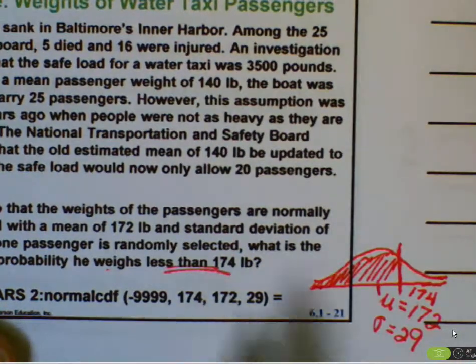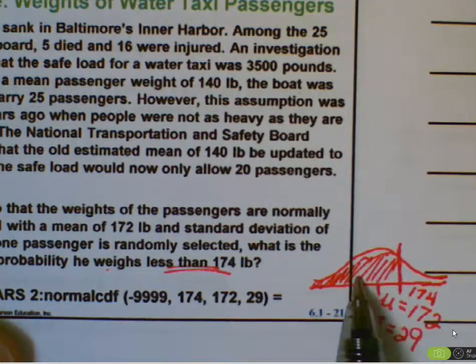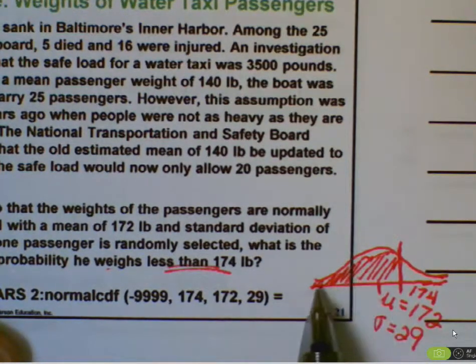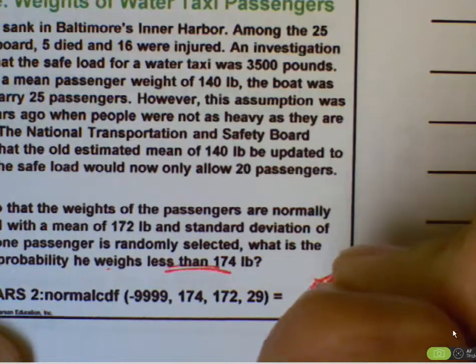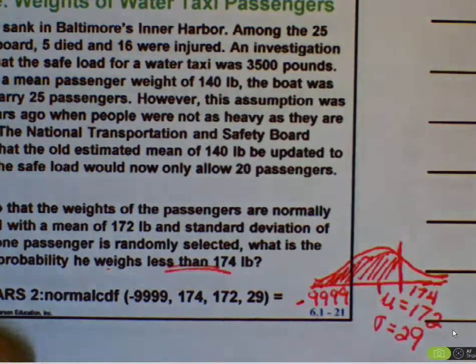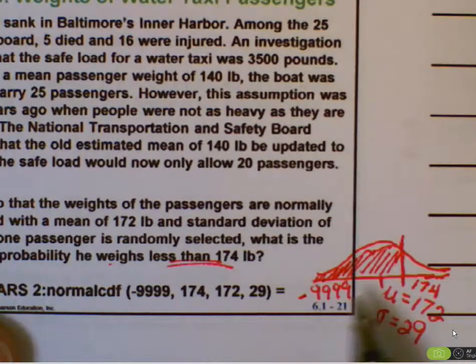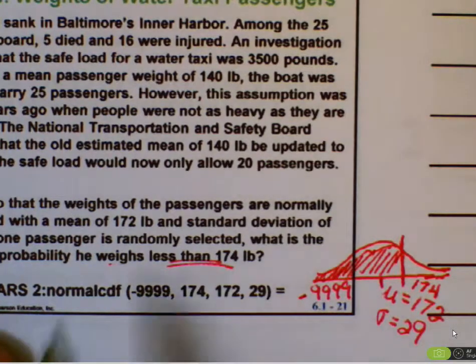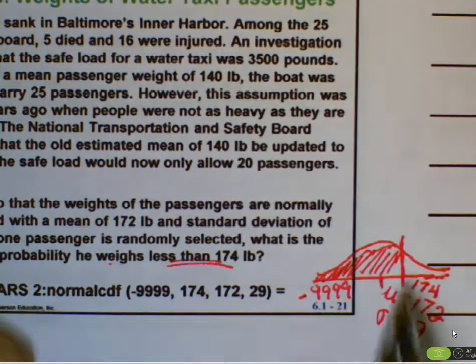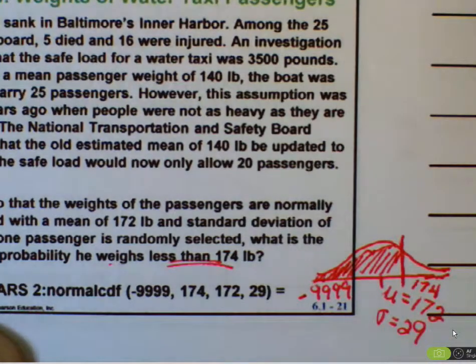When I use normal CDF to find this probability or this area, I have to enter both a left boundary and a right boundary. In 6.2, whenever we shaded forever to the left, we used negative 9,999 as our left boundary because there aren't going to be any values out 10,000 standard deviations below the mean. So I'm going to pull up normal CDF, enter the negative 9,999, and my right boundary as 174.